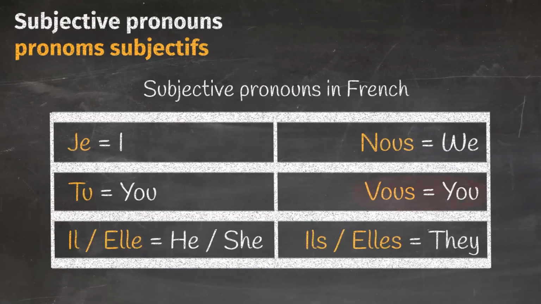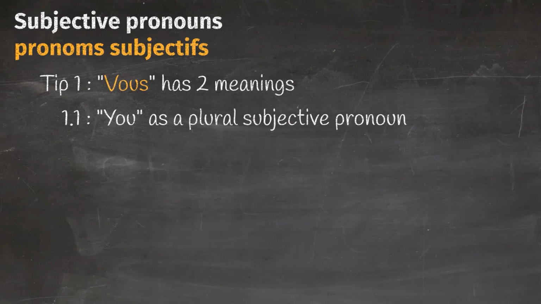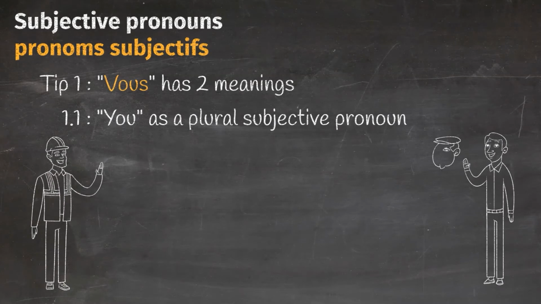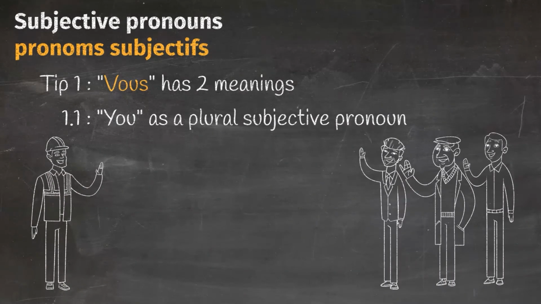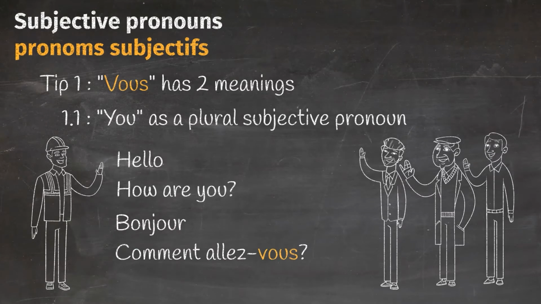Now let's talk about vous. It has two meanings. First one, you as a plural subjective pronoun. Check the example. Hello, how are you? In this case, I am talking to a group of more than one person. So I use vous. Bonjour, comment allez-vous?